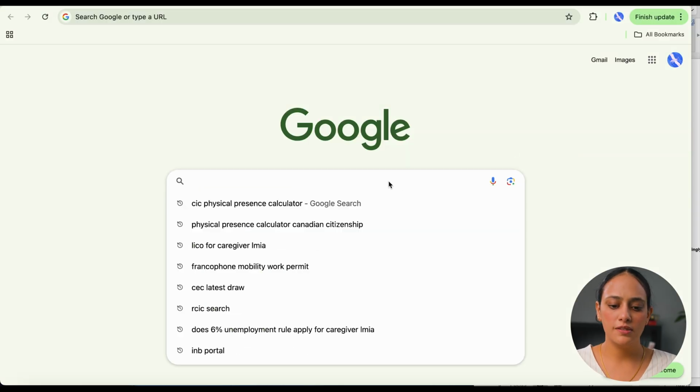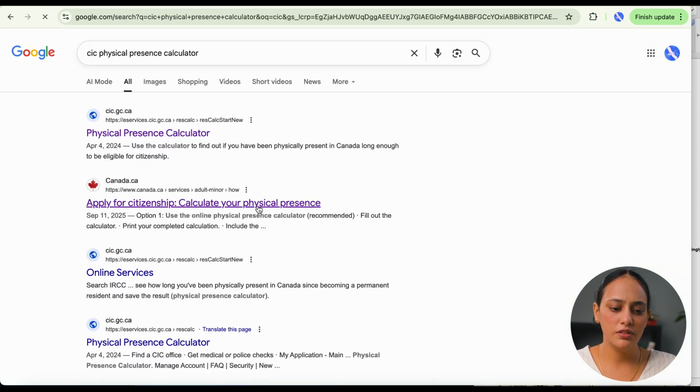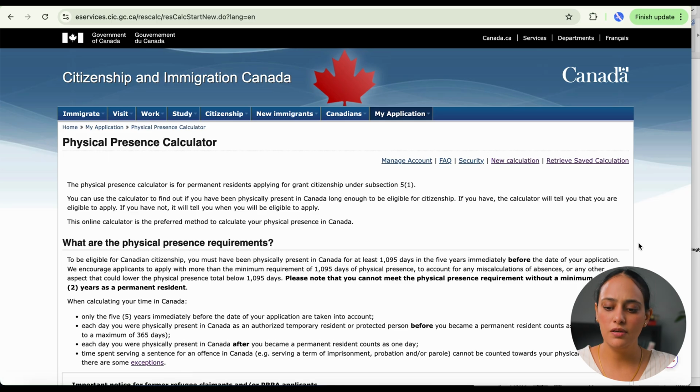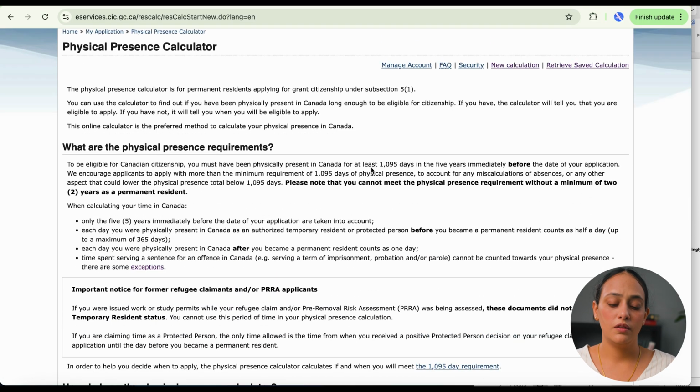So just go to Google, search CIC Physical Presence Calculator, and then click on the very first link here. Then once you open the physical presence calculator, you're going to see that it's written what the physical presence requirements are. Everything is explained over here. You must have been physically present in Canada for at least 1095 days in the 5 years immediately before the date of your application. So date of your application means the date you sign your application. So before that, when you go back 5 years, your physical presence should have been completed.